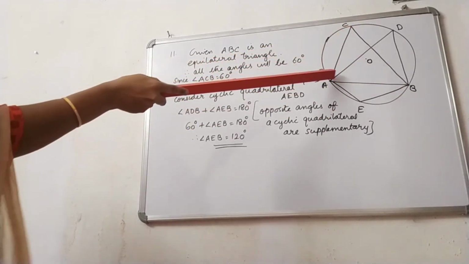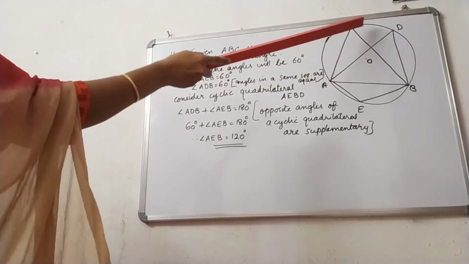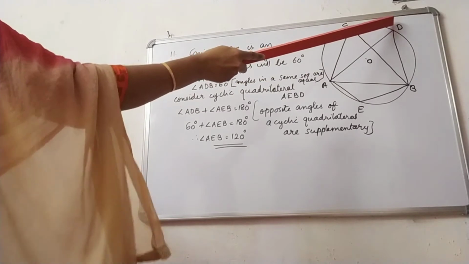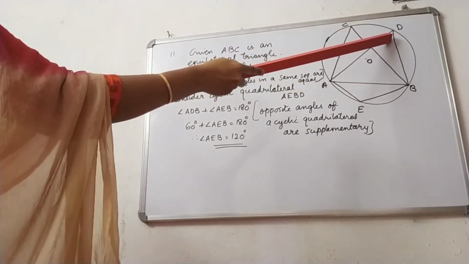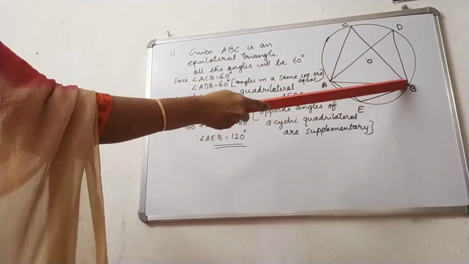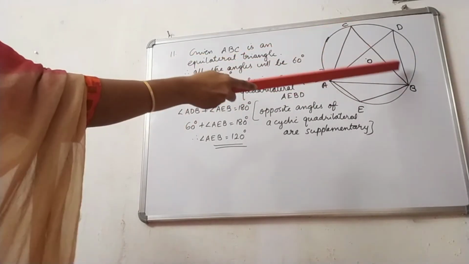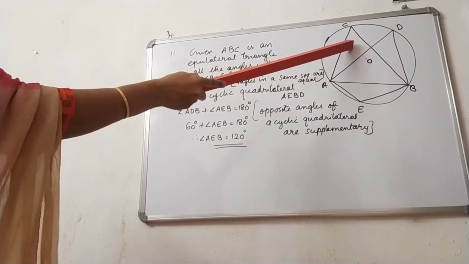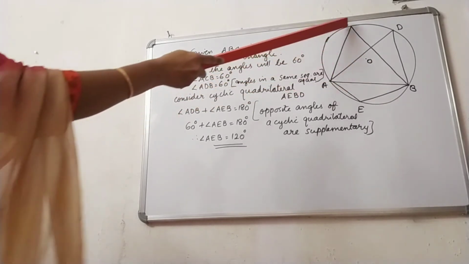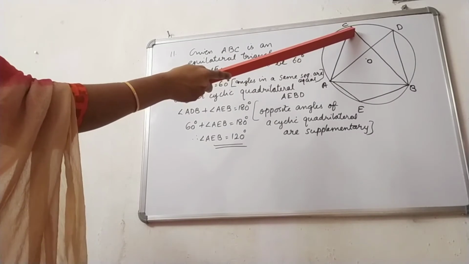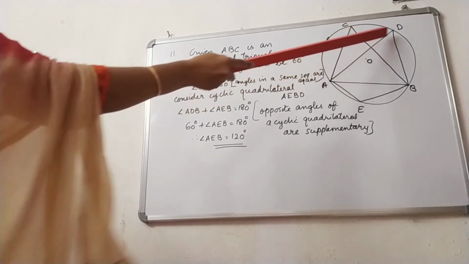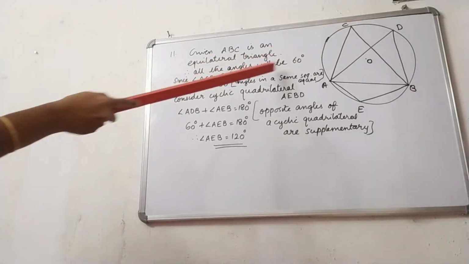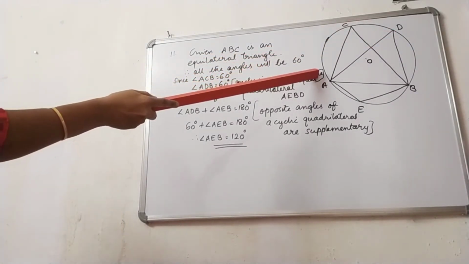That is angle ACB is 60 degree means we can write angle ADB also 60 degree since they lie on the same segment. That is ACB is 60 degree since triangle ABC is an equilateral triangle. Since ACB is 60 degree, we can directly write angle ADB as 60 degree since angles in the same segment are equal.